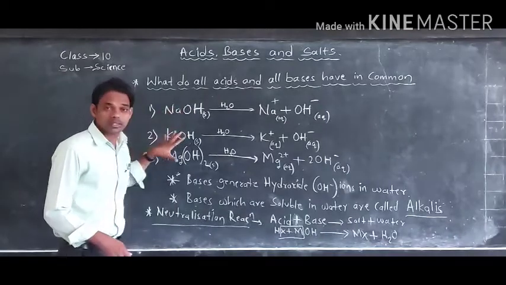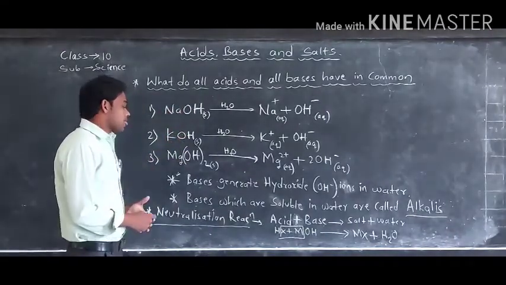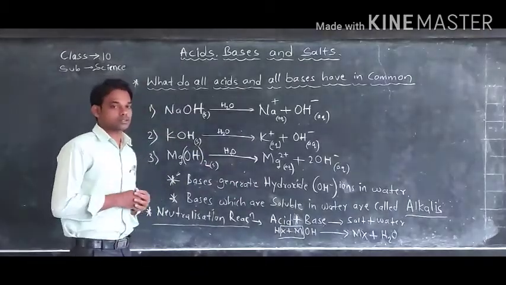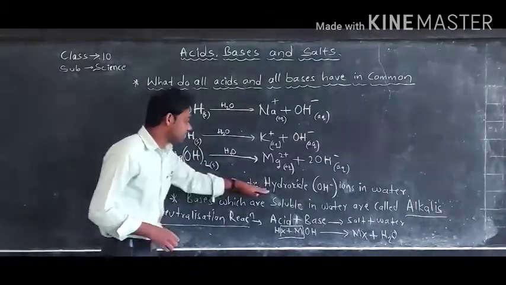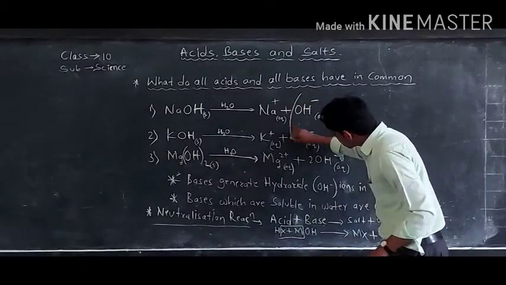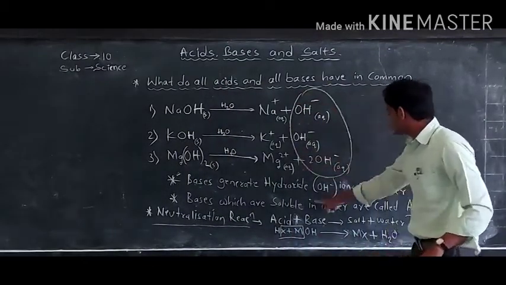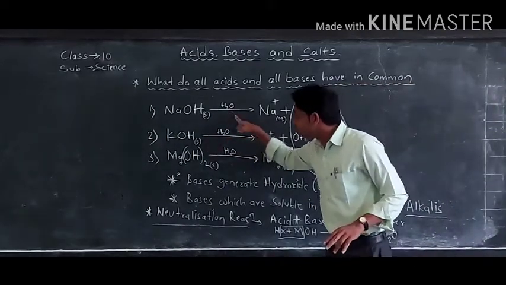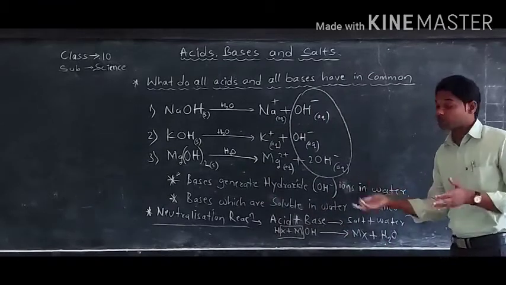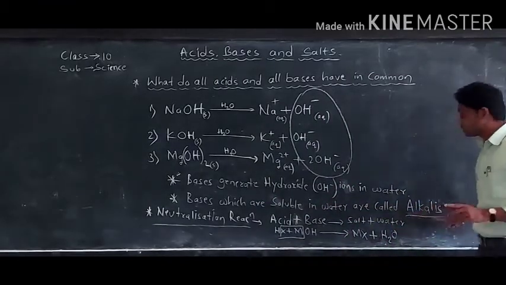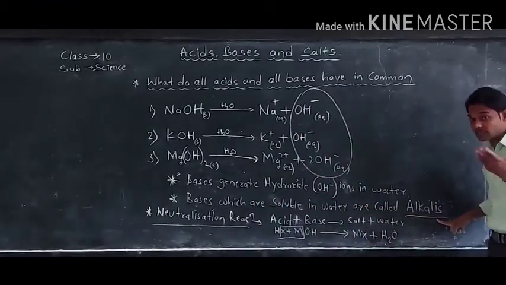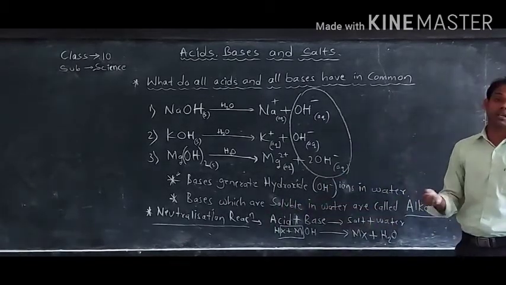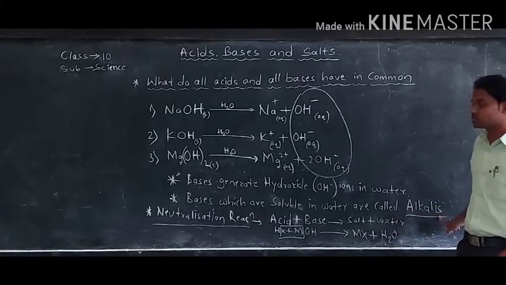So these reactions show that bases generate hydroxide ions in water. Understood? And the bases which are soluble in water are called alkalis. In one word, bases which are soluble in water are called alkalis. Understood?